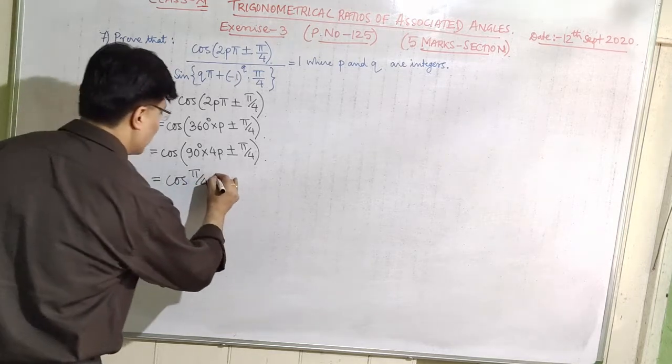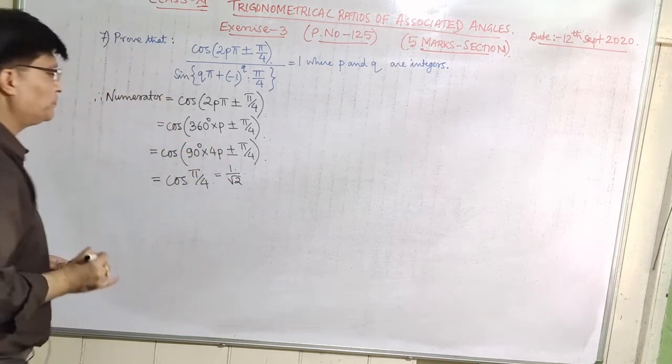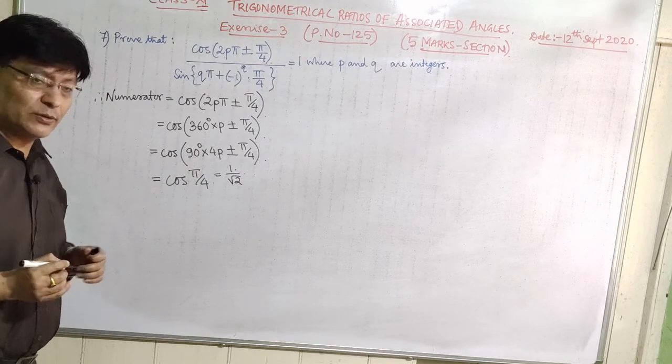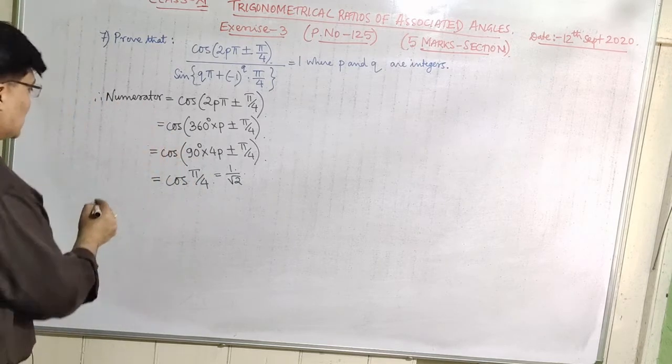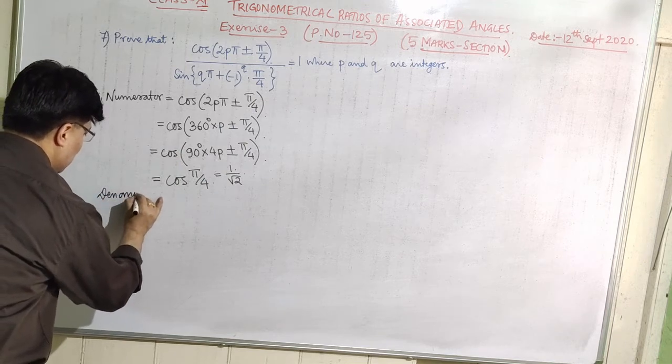What is the value of cos pi by 4? It is equal to 1 upon root 2. Is that understood now? So we have done it. The value of the numerator is 1 by root 2. Now let us find the value of the denominator. So let us write here, denominator.